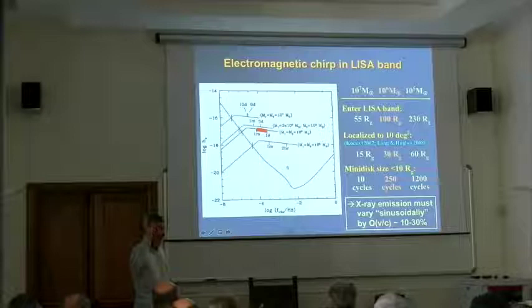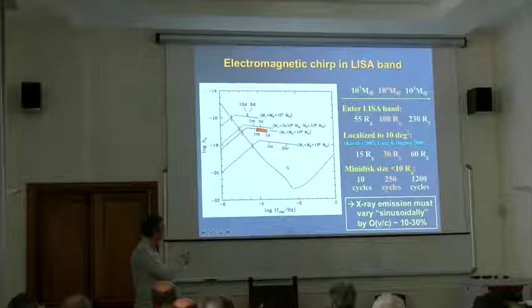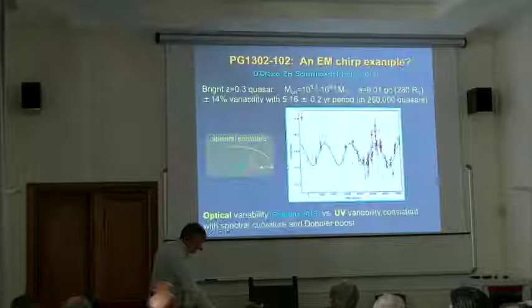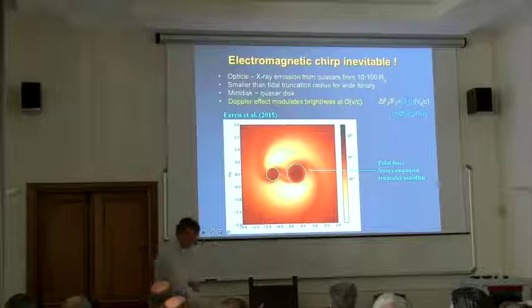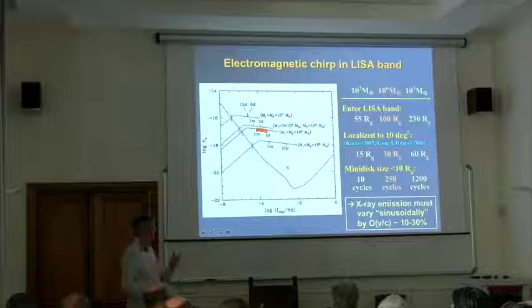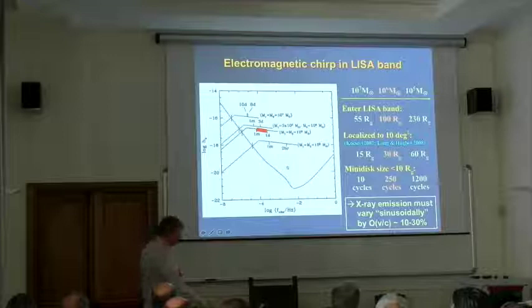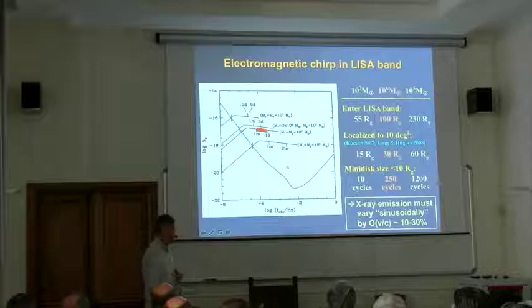And you go up to about a day before the merger, and you're still in this mildly relativistic regime, and you still safely have these disks around the black holes. They haven't been destroyed by the merger. And so you inevitably have an electromagnetic chirp, which accompanies the gravitational wave chirp. It will have the same exact phase, and you accumulate about 300 cycles during this time. So you can compare the gravitational wave chirp to the electromagnetic photon chirp.